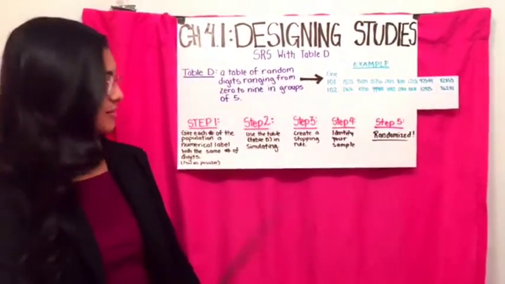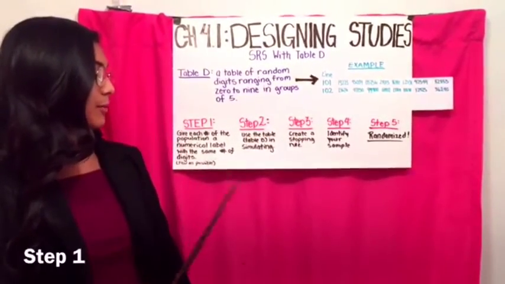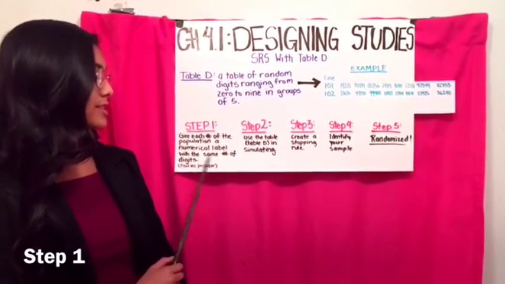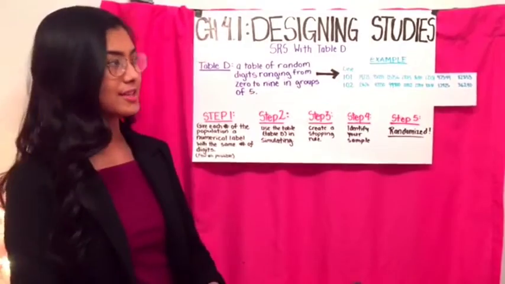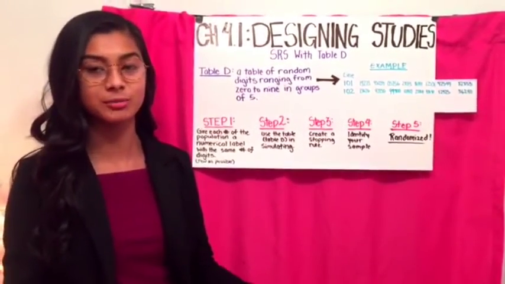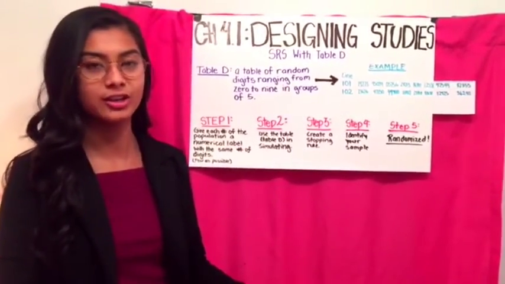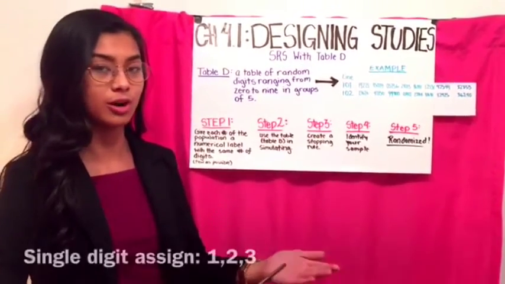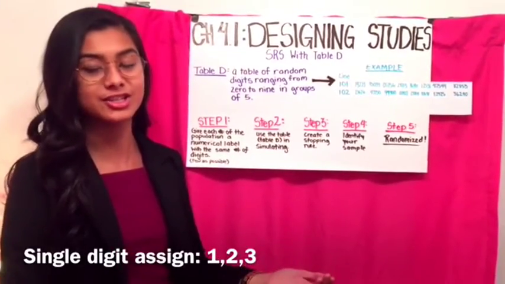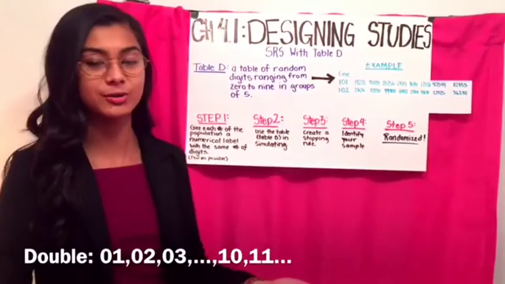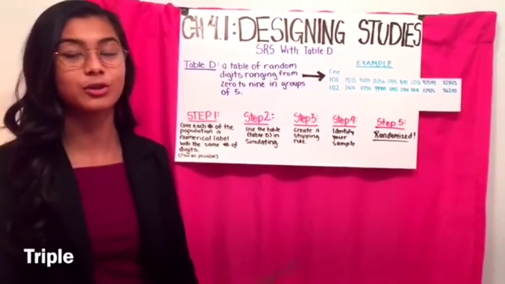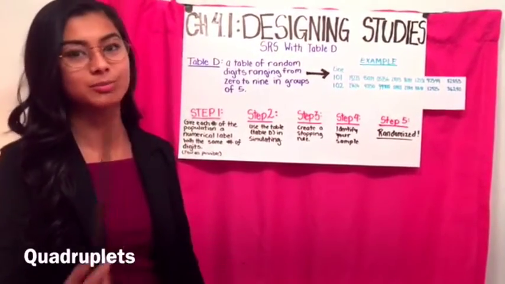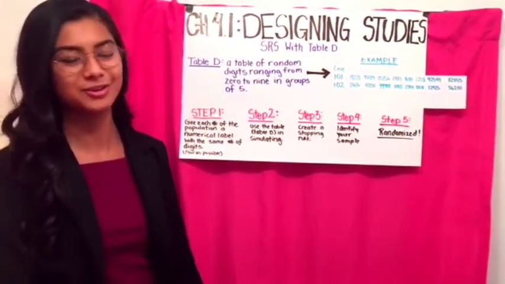Step 1. Give each number of the population a numerical label with the same number of digits. Now you want this to be as few as possible. By this, I mean when you are dealing with single-digit numbers, let's say 1 through 3, your sample space is going to be 1, 2, and 3 when you assign digits. Now when you get into double digits, you are going to assign them as 01, 02, 03, and so forth. And this goes forth with triple-digit numbers, quadruplets, quintuplets, wherever.